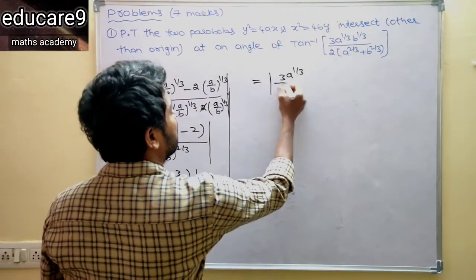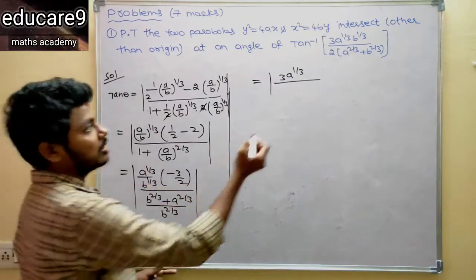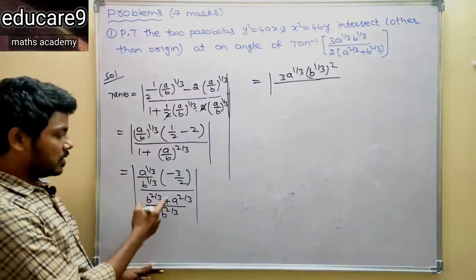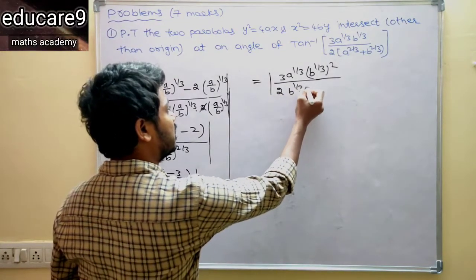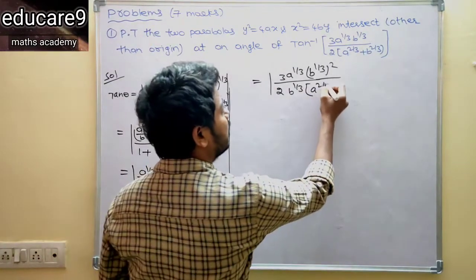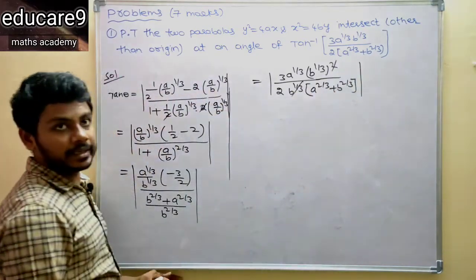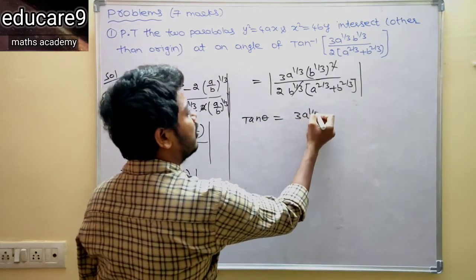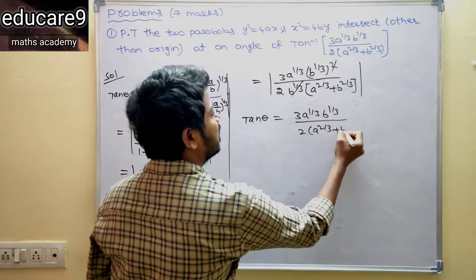So this is 3a power 1 by 3, divided by, and this b power 2 by 3 goes to the numerator, that is b power 1 by 3 whole square. So 2 into b power 1 by 3 into a power 2 by 3 plus b power 2 by 3. One b power 1 by 3 cancels. Therefore, tan theta is equal to 3a power 1 by 3 b power 1 by 3 divided by 2 into a power 2 by 3 plus b power 2 by 3.